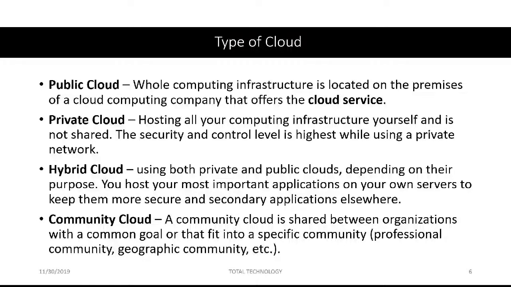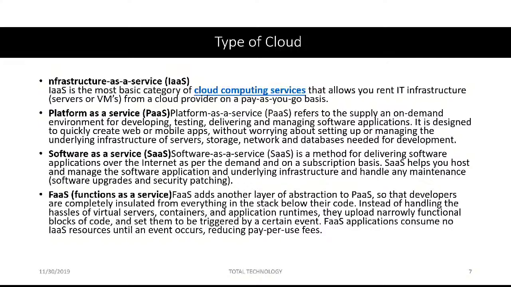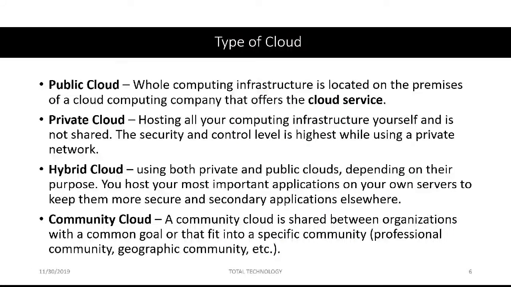And a community cloud is shared between organizations. Suppose one organization is doing a type of work and another organization is doing the same type of work, and they collaborate on that, and it fits a specific community type, a professional or geographic community, whatever it may be. They use that type of cloud, which is called a community cloud. So that is basically the types of cloud, based on location or type of use.